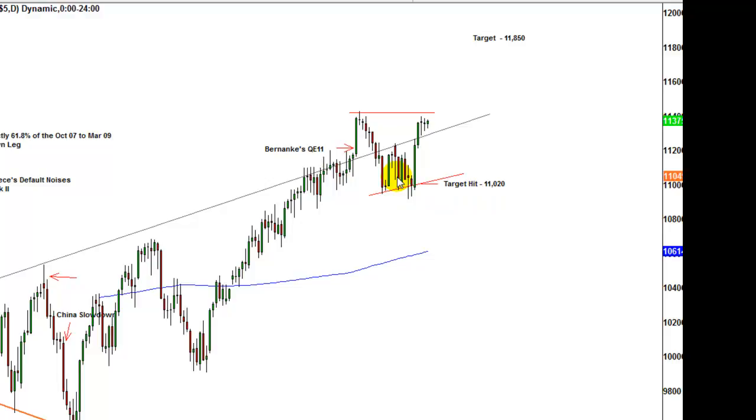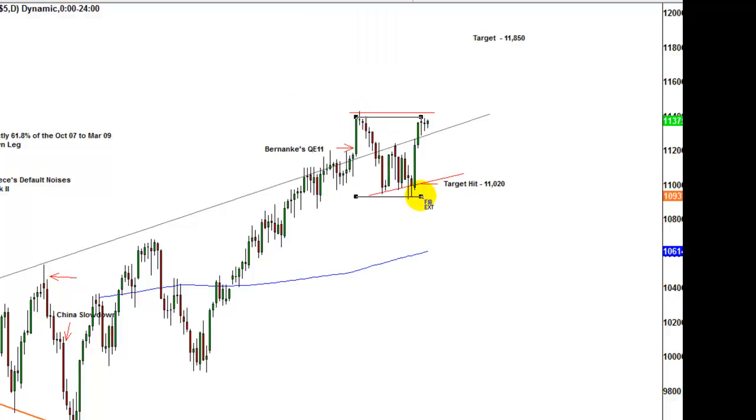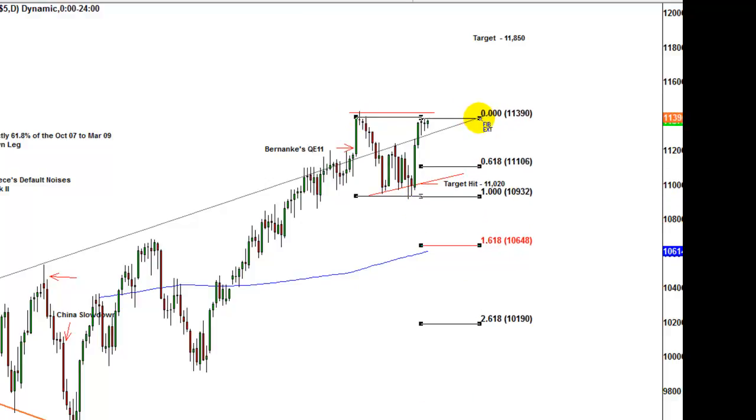In the event that it's a flat correction, and given the construct that's entirely possible, this could push down now and probably come down to as low as 10,800. In fact, we can put a Fibonacci extension on that to see where it might come down to. The first target would be the 10,932, followed by the 10,648. So that's the likely extension in the event that it is a flat, is to push down.